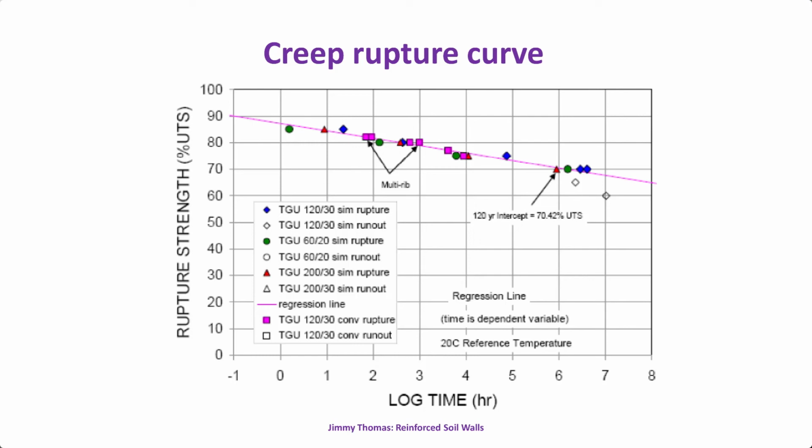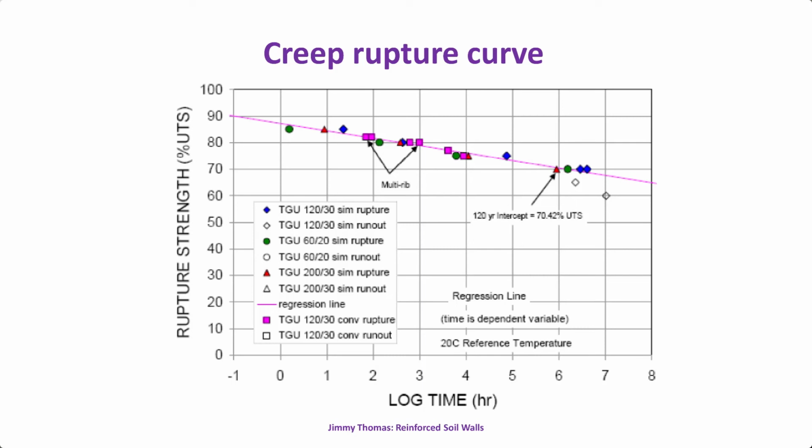Now if I put 90% of the tensile strength, suppose I put a 90 kilonewton load, it will break after some time. If I put 80, the time to failure increases. So this creep rupture curve compares the applied load as a percentage of the ultimate tensile strength to time to failure.